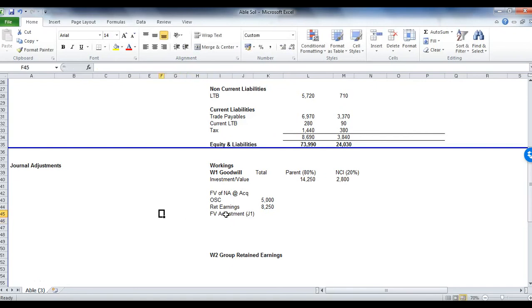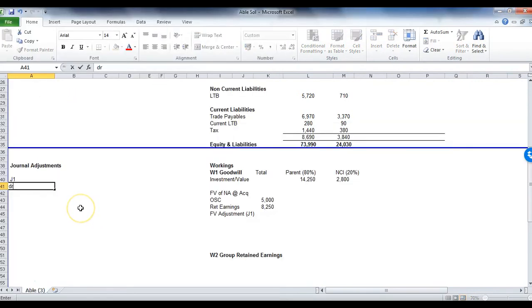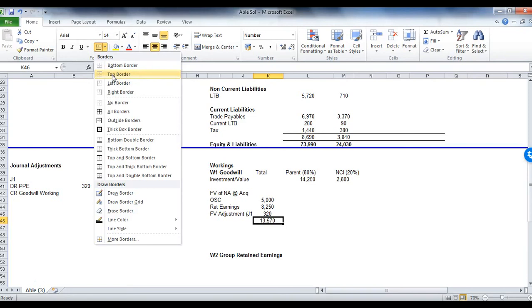And we'll go over now to our simple adjustments and we'll say, what's the fair value adjustment? We're told here that property is understated by 320. So in this case, you're going to debit PPE 320 and you're going to credit the goodwill working 320. So again, it's nice. The smaller adjustments are kept, Journal 1, Journal 2, and they feed into the bigger workings, and some of them may also feed into these statements. So here we have 320, giving an overall fair value of net assets at acquisition of 13,570.